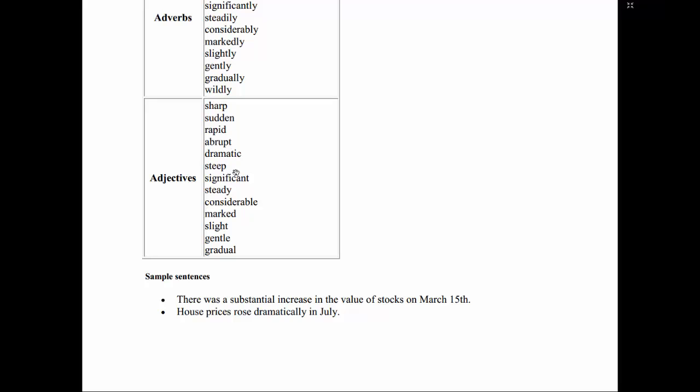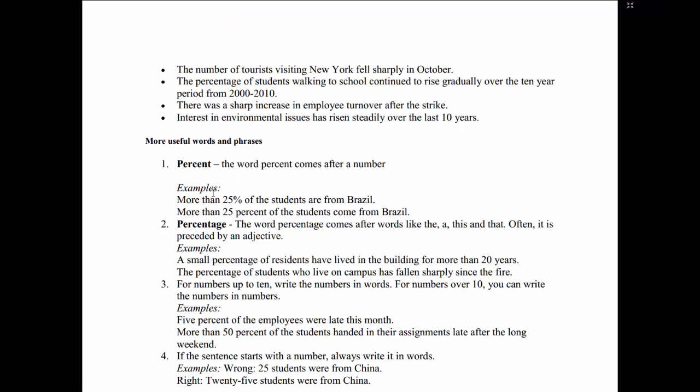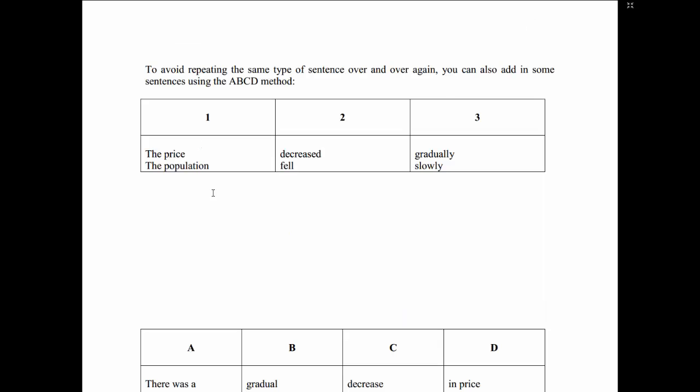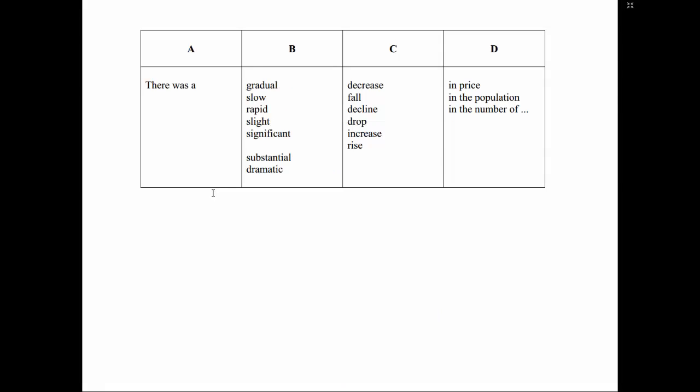Right, so you have to use this kind of language to help you out in terms of having proper language for your writing. Right, and this is just more vocabulary that you can use for task number 1. Okay, like here's an outline of it. There was a gradual decrease in price. There was a slow decline in the population. All right, so you have to put these combinations of words together. Okay, put the combinations of adverbs and adjectives together to make great sentences.